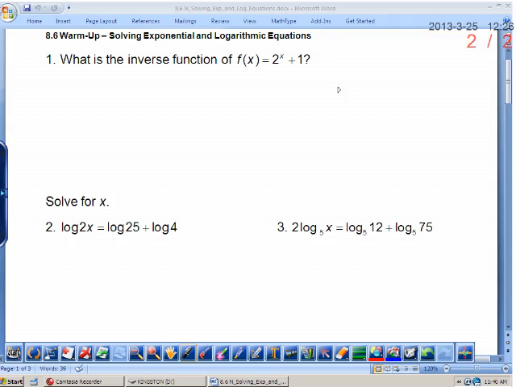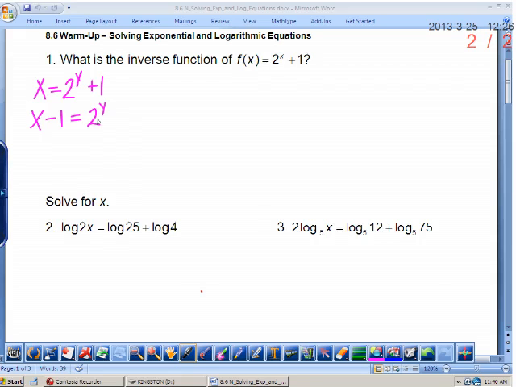All right, let's take a look at this warm-up. The inverse function of f of x equals 2 to the x plus 1. When we are finding an inverse, what do we do? Just in general, when we are finding an inverse. Switch the y and the x. So we're going to have x equals 2 to the y plus 1. We're trying to solve for y, so we're going to subtract 1 from both sides. So we have x minus 1 equals 2 to the y power.